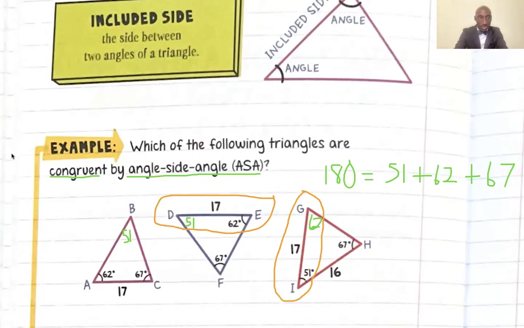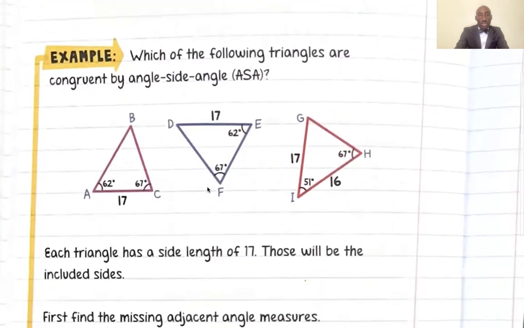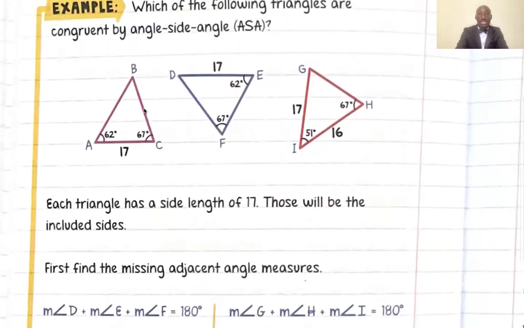Right? So let's go ahead and see what they came up with and how they explained it. Each triangle has a side length of 17. Those will be the included sides. Right, very important. The side length of 17 will be the included side we look at because it's shared amongst all three.